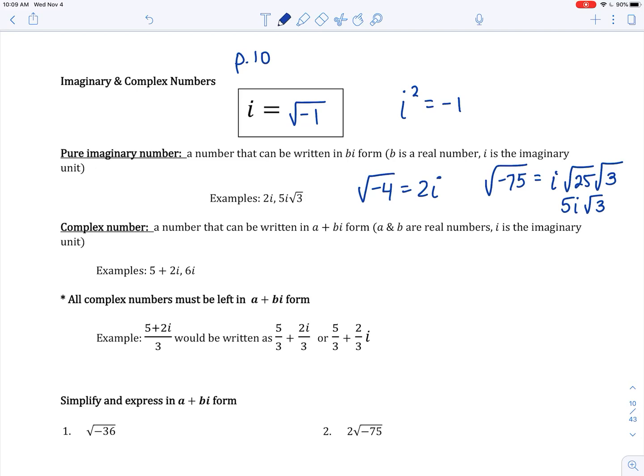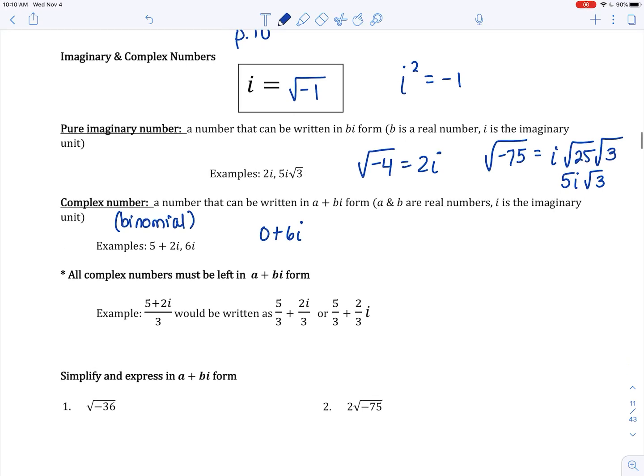A complex number is basically a binomial that is part real, part imaginary. So 5 plus 2i would be called a complex number, but even 6i you could think of as 0 plus 6i. So that's still complex. I mean, really 6i is just an imaginary number, but you could write it as a binomial of 0, the real part, plus the imaginary part, 6i.